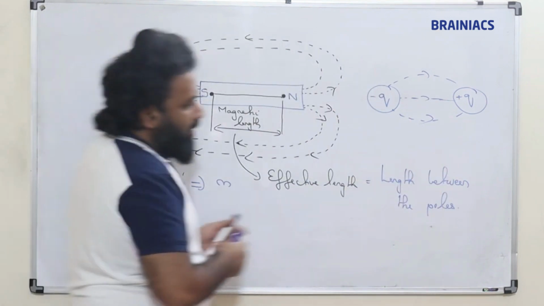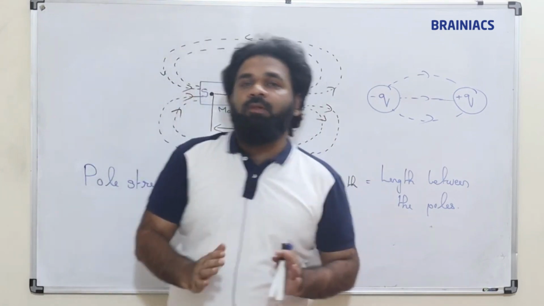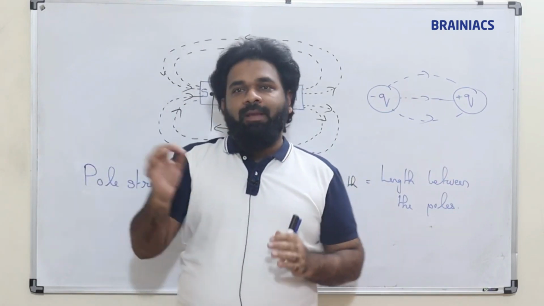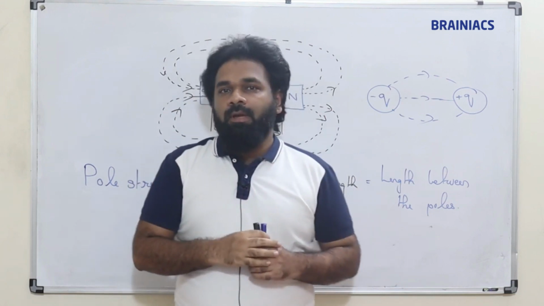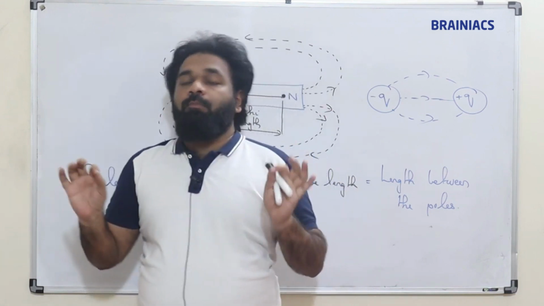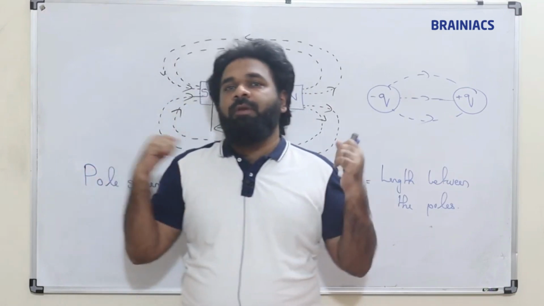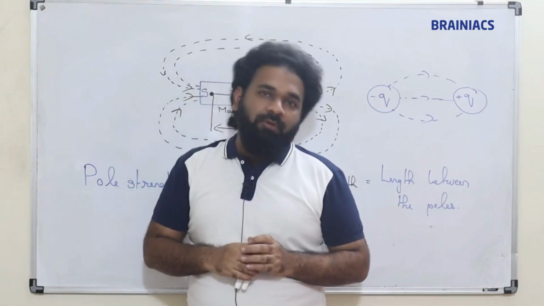Now this part we will be comparing with the electric dipole. We will be comparing pole strength with the charge. Minus q and plus q separated by a length is an electric dipole. Same way we will be considering a magnetic dipole and we will compare and study. That is easy for us.